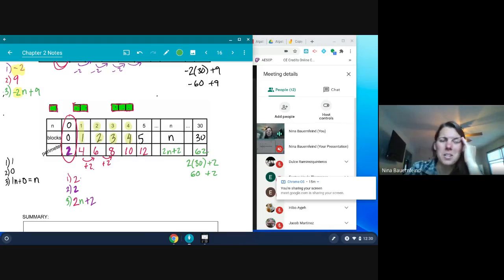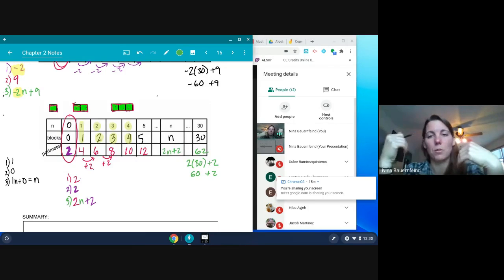So again, it doesn't really make sense for the 0 because if there's no boxes, there's no perimeter, right? But to make sure we have the appropriate perimeter for all the rest of the pictures, we have to start with an extra 2. Okay.